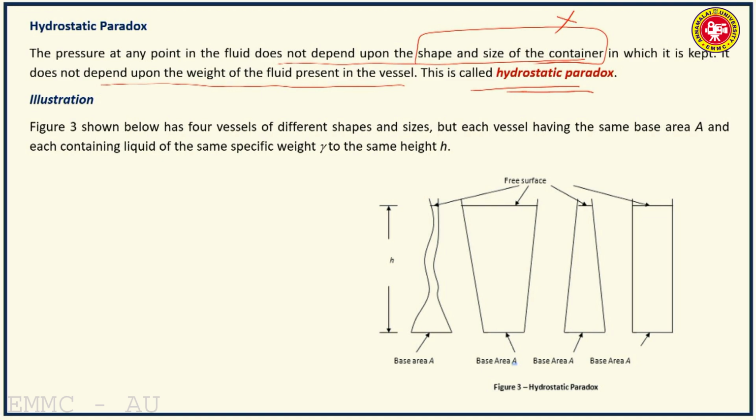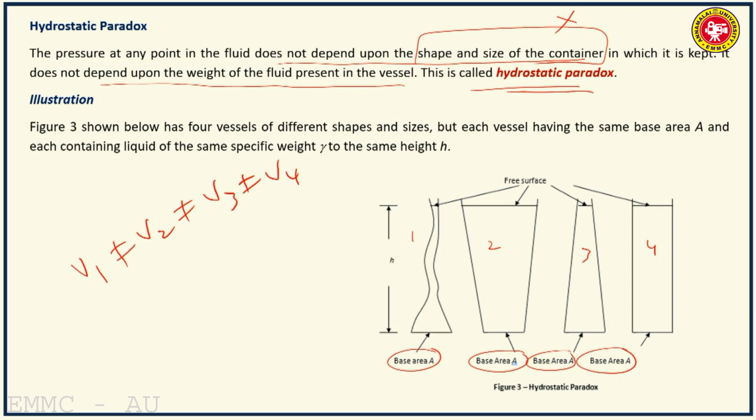So I have shown 4 vessels, each having a different shape and also a different size. That is, the volume is different, the shapes are different, but each vessel has the same base area. Say this is vessel 1, 2, 3, 4. V1 is not equal to V2, is not equal to V3, is not equal to V4. Sizes are different. Shapes are different, evident from the figure.